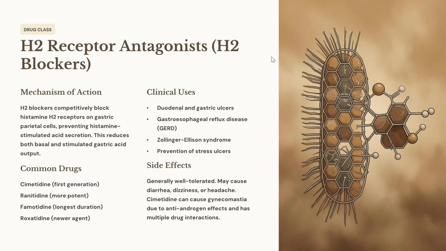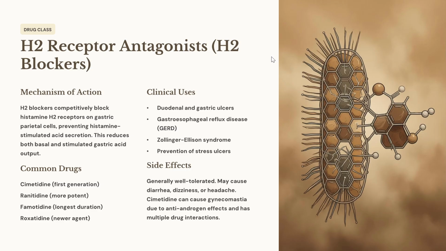Now let us discuss various drugs which are available as anti-ulcer agents. So first class is H2 receptor antagonists or H2 blockers, which block the H2 receptors competitively. These H2 blockers competitively block histamine H2 receptors on gastric parietal cells, preventing histamine stimulated acid secretion. This reduces both basal and stimulated gastric acid output.